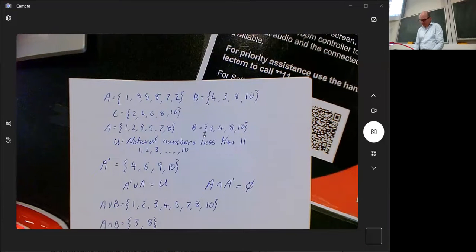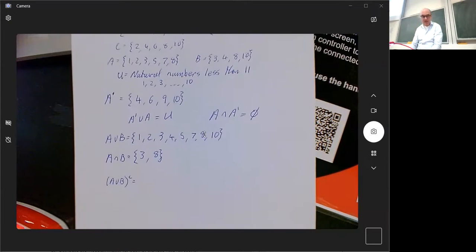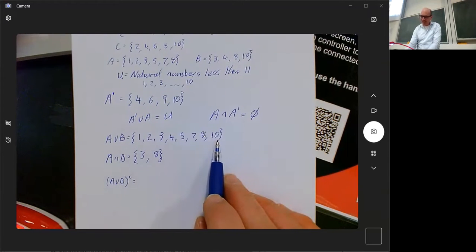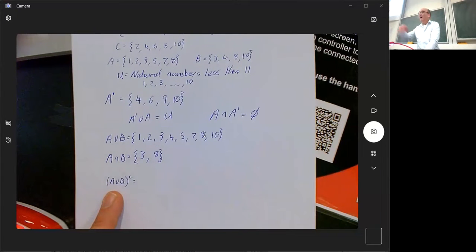So we can actually start doing these things now. Maybe what we're going to do is A union B complement. Whoops. And I'm going to put it on the page so you can see what I'm doing. And so literally this is the things that are in the universal set that are not in the union. I'm treating A union B as a single set. I've already worked it out.